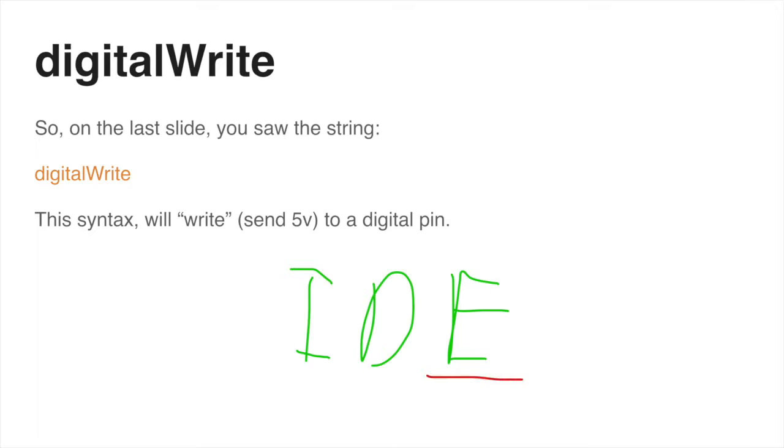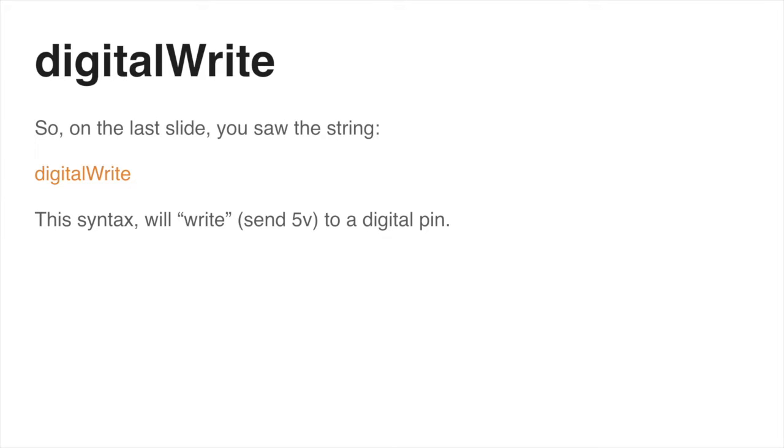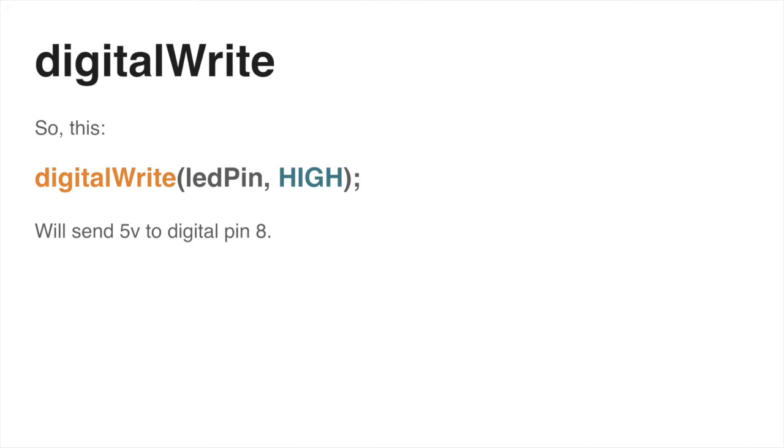Because now that we have that coding environment, we can know whether or not our code is written correctly, and if it isn't, it gives us help on fixing it. You'll see that once you start writing your own code. So this line, digitalWrite(LEDpin, HIGH), will write, or send, approximately 5 volts to digital pin 8. Alright, so hopefully digitalWrite makes sense now.